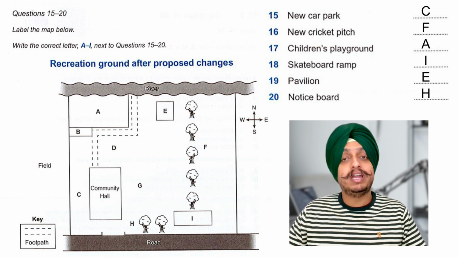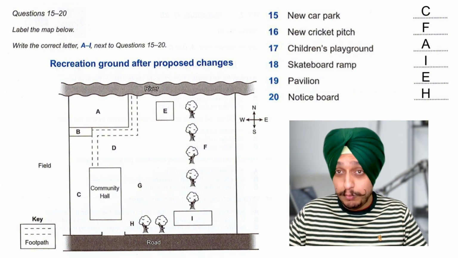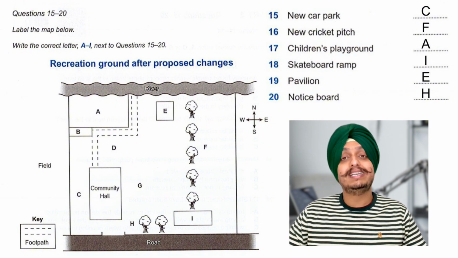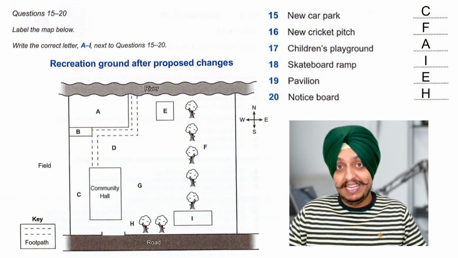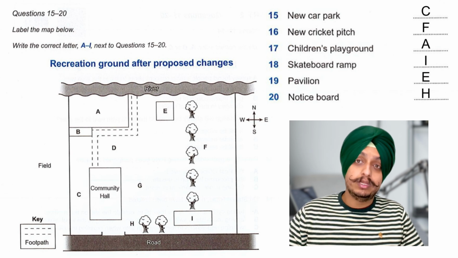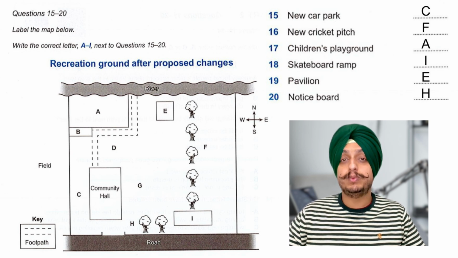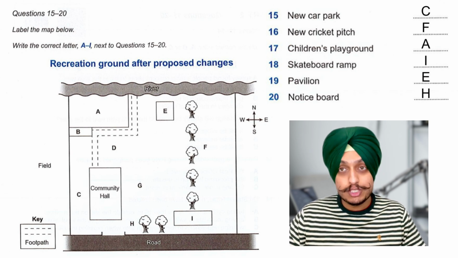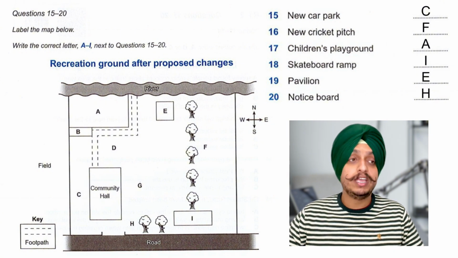For question 18, we were asked about the placement of the skateboard ramp, and the correct answer is Letter I, in the southeast corner near the road. By considering other locations, it was decided to keep it in its current spot due to its popularity.